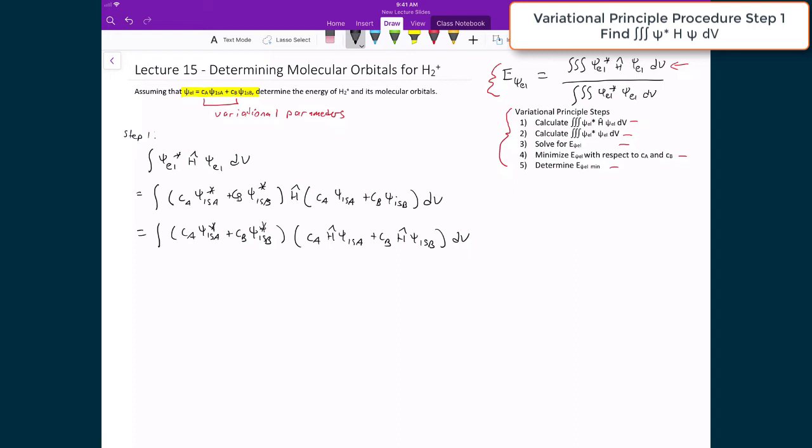But again, I have to keep the operator to the left because it's operating on each of these wave function solutions. The next step is to FOIL these two terms. So I have my integral over all space. What I'm going to have is CA squared times the complex conjugate of 1SA.